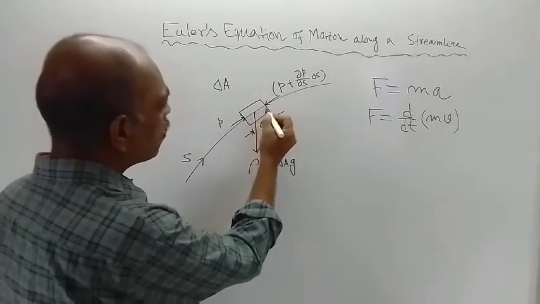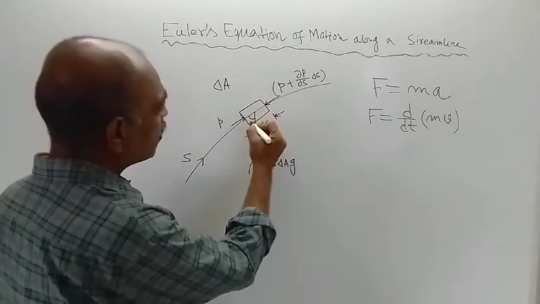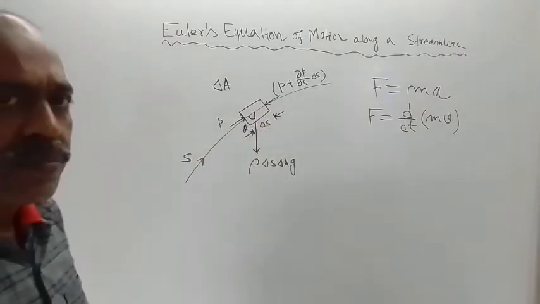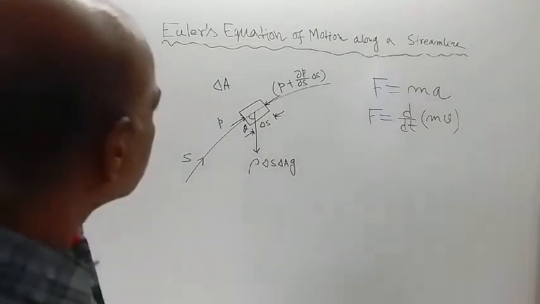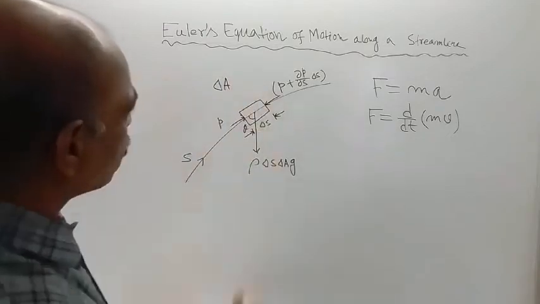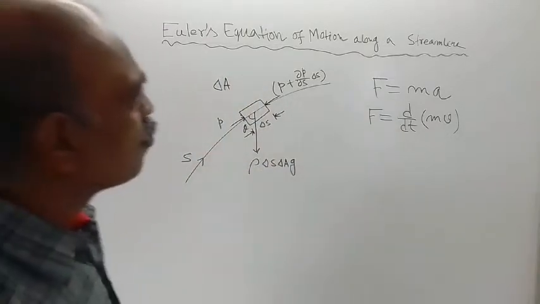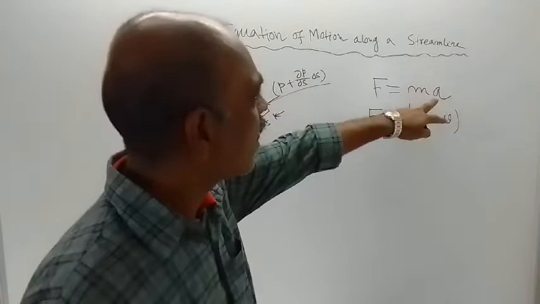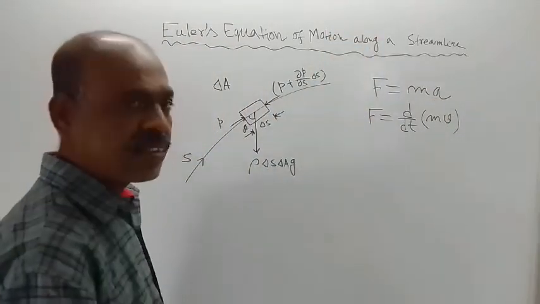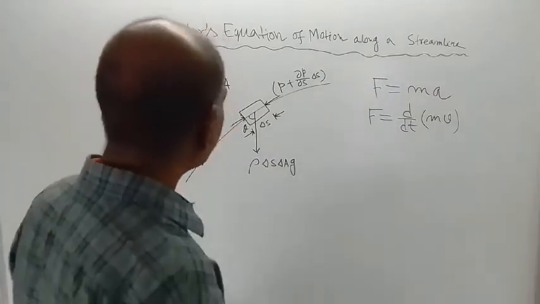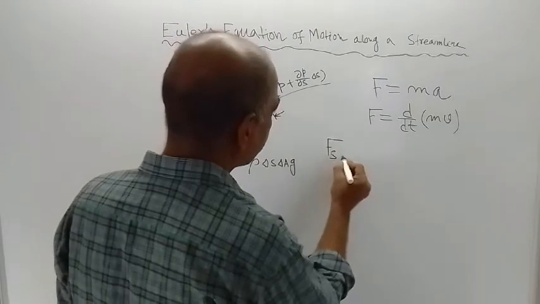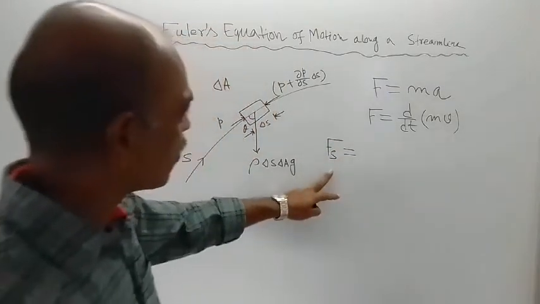Suppose this streamline and this weight make an angle of theta. This is theta. Now, under the action of all these forces, the fluid element is moving and it is having an acceleration of a. Now, in the direction of the streamline, what is the resultant force? Say, the resultant force is denoted by F suffix S, S for streamline.